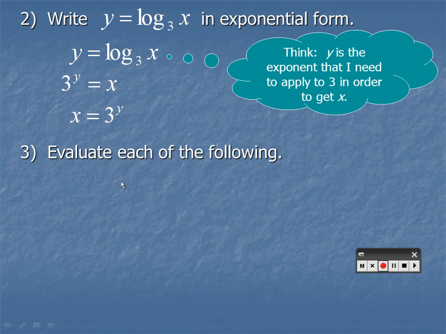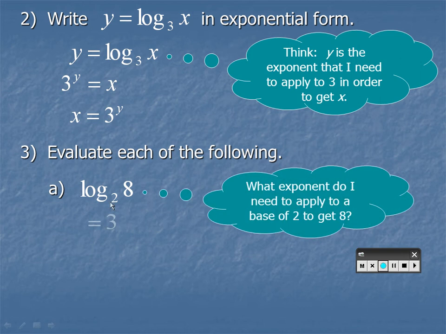All right, some really hands-on examples to help you. Log base 2 of 8. We're looking for the exponent I put on 2 to get 8. What exponent do you put on 2 to get 8? Well, 2 to the power 1 is 2. 2 to the power 2 is 4. 2 to the power 3 is 8. The exponent I put on 2 to get 8 is 3.